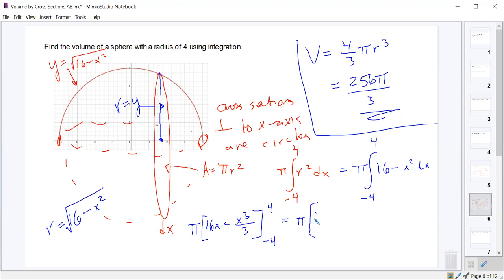So 16 times 4 is 64, minus 64 thirds, and then minus, at -4, it's -64, and a plus 64 thirds. And so 64 and 64 is 128. And then we've got a minus 128 thirds.